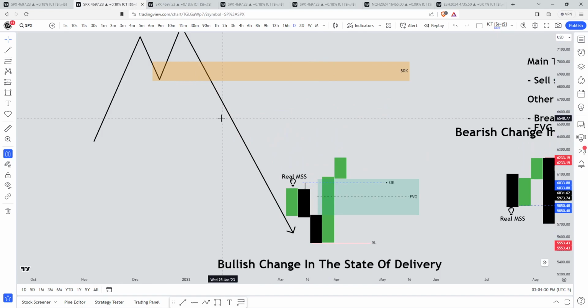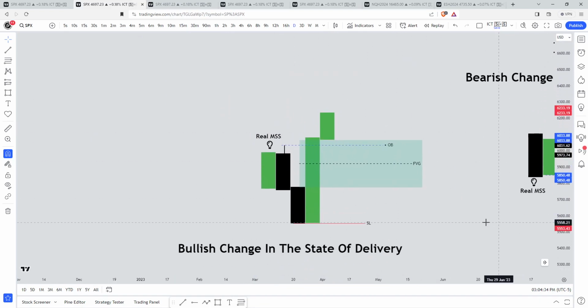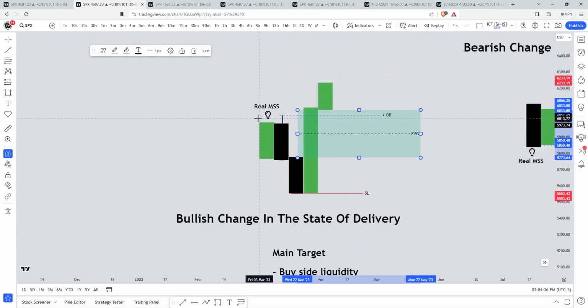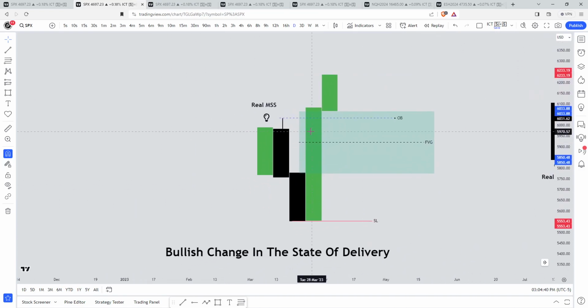We'll be diving into some real chart examples in a second. I'm also going to be diving into one of the big mistakes that a lot of ICT traders make with market structure shifts. So anytime I'm referring to a market structure shift, if you see me post in the Discord, we have a market structure shift with a fair value gap. Really, what already occurred is the bullish change in the state of delivery.